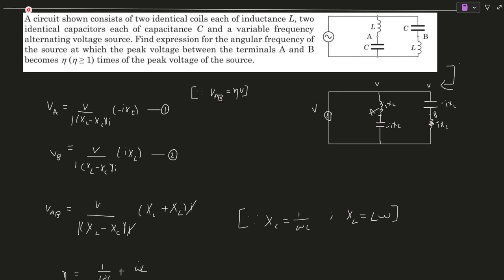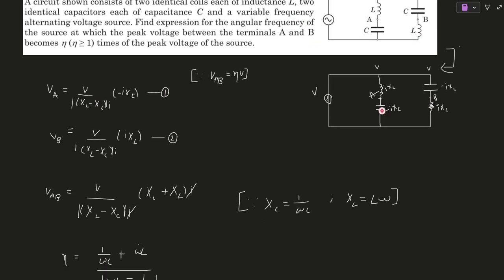I have taken this problem from Pathfinder. This is an easy problem. Let's read the problem. We have a circuit shown that consists of two identical coils, each of inductance L, two identical capacitors, each of capacitance C, and a variable frequency alternating source. Find the expression for the angular frequency of the source at which the peak voltage between A and B terminals becomes eta times the peak voltage of the source. So basically in the question they have said that the voltage between A and B equals eta times the peak voltage of the source. Now we solve this problem.